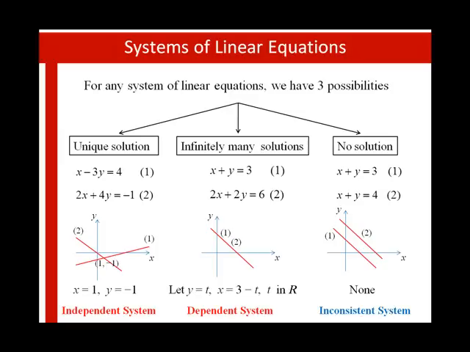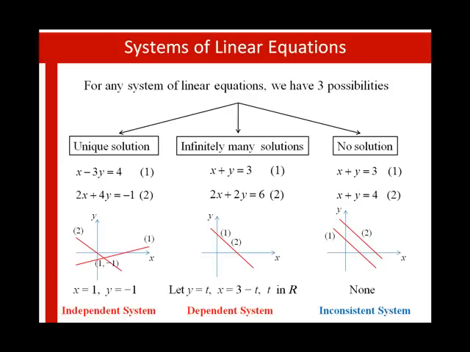For any system of linear equations, we have 3 possibilities. We can have a unique solution, whereby if we are using 2-dimensional planes, we have lines and the lines intersect at one point. So the system x minus 3y equal to 4 and 2x plus 4y equal to minus 1, as you can see, intersects at the point x equal to 1 and y equal to minus 1. This is an independent system. And in this case, we say the system has a unique solution.